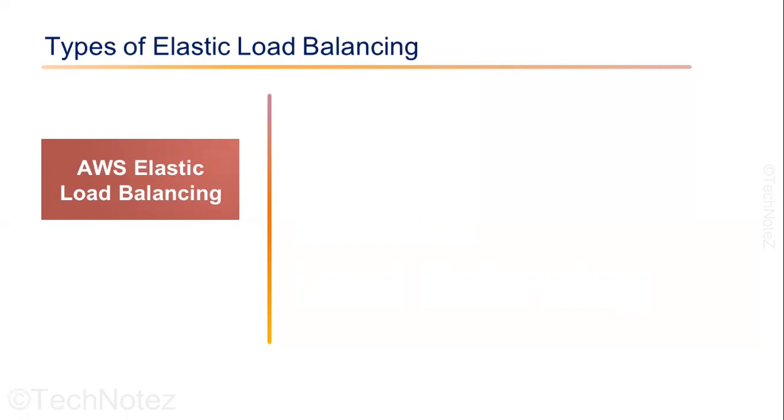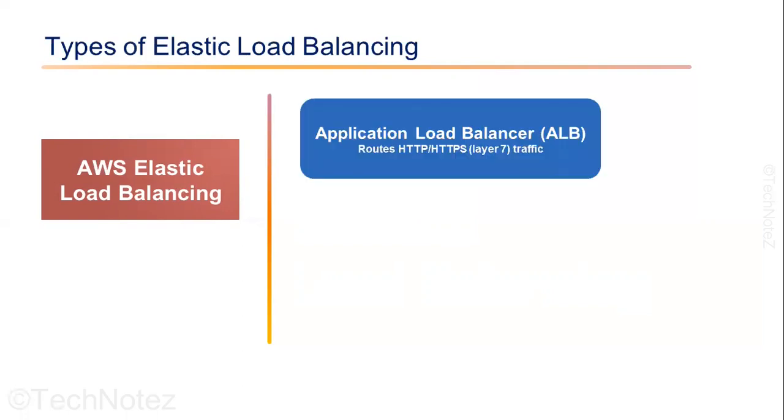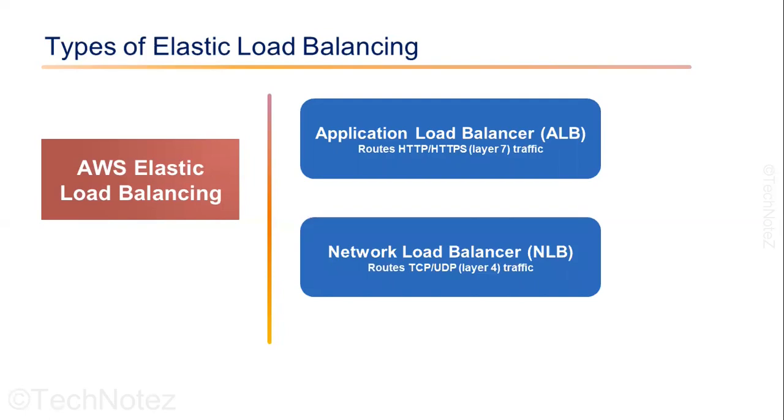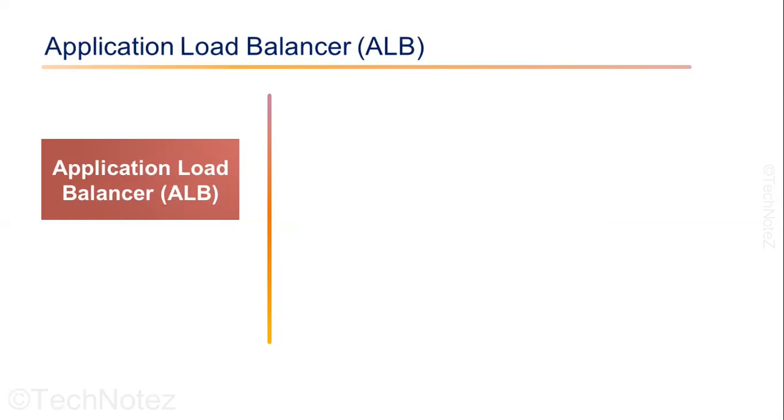There are two types of Elastic Load Balancer. Application Load Balancer. Application Load Balancer actually routes the traffic based on HTTP and HTTPS. Network Load Balancer. Network Load Balancer routes the TCP and UDP traffic. Next, let's talk about the Application Load Balancer.